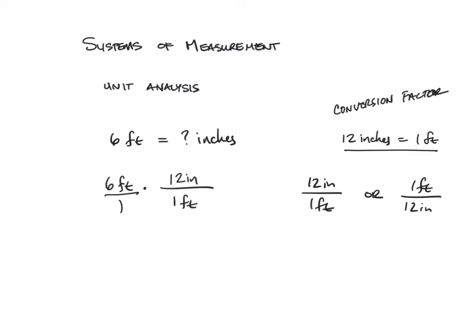So now I can cancel these units, just like we can cross-cancel numbers. And then I just multiply like I normally would. So I've got 6 times 12 inches, that's equal to 72 inches. And then 1 times 1 on the bottom, that's just 1. So 6 feet is equal to 72 inches. And that's a really easy way to remember how to convert units.